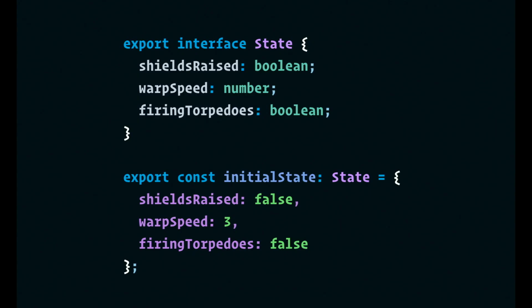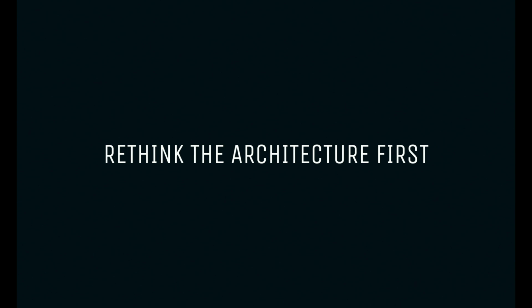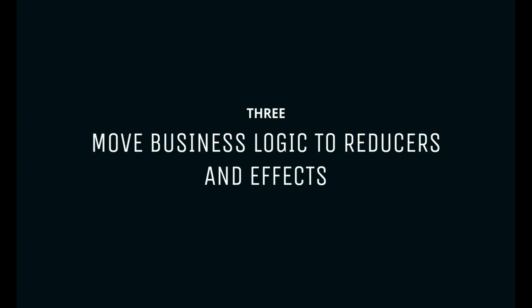Our application state is pretty simple, and it sort of corresponds to the components. So we've got shields raised, we've got the warp speed, and we've got firing torpedoes. So again, this makes you rethink the architecture first before you pick a view layer strategy of whether you're doing horizontal or vertical slicing. So after we've got that stuff figured out, it's time to move our business logic into things like reducers and effects.